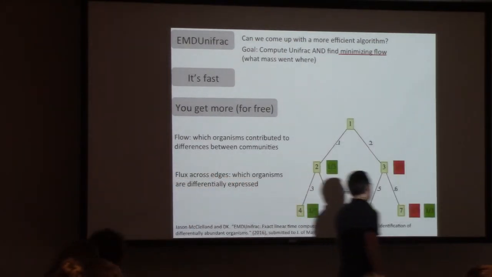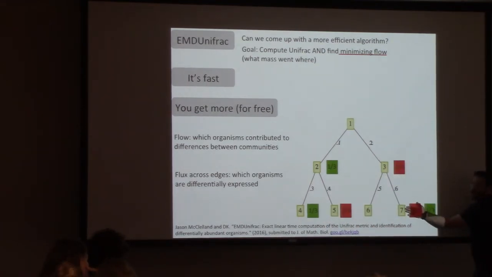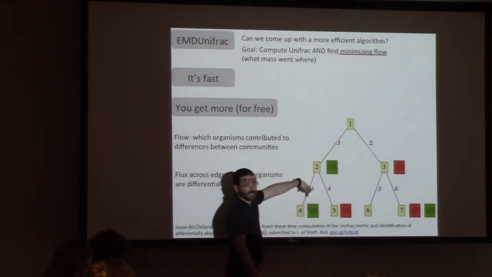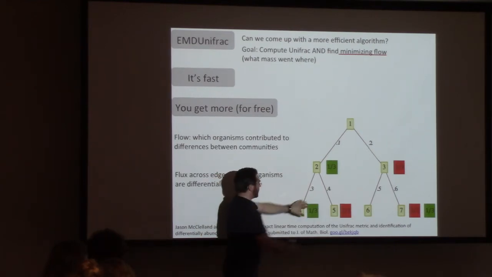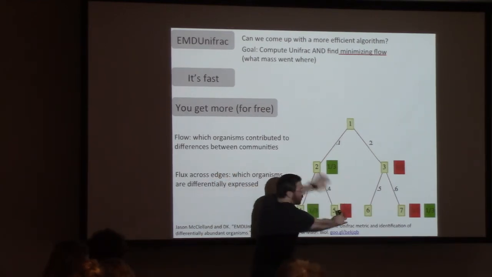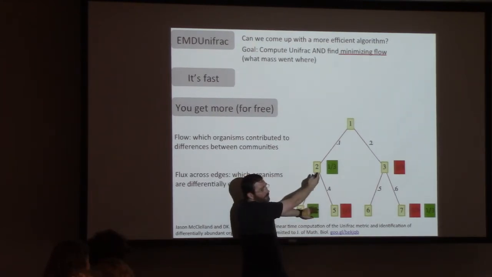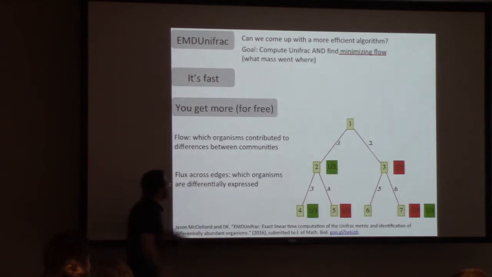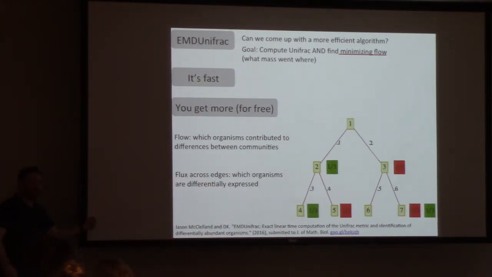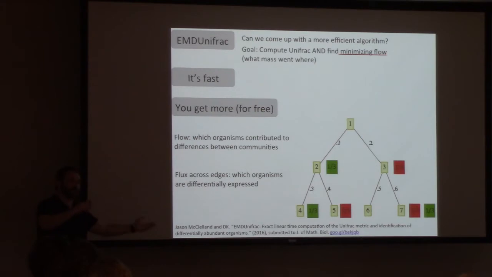So in this particular example right here, for example, we move this guy right on top of here. And so no mass went over this edge. And no matter what your minimizing flow is, that will always be true. Here, the flux across this edge right here was 1/3. And you can see that it doesn't matter if you have to move this guy here, or if you need to move that guy here, you will always be moving 1/3 of the mass across that edge. So that flux is true. We call this flux a differential abundance vector because it's telling you which organisms are differentially expressed between your two samples.